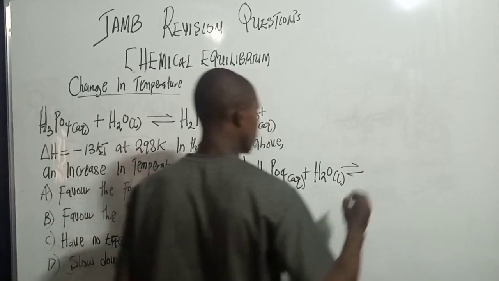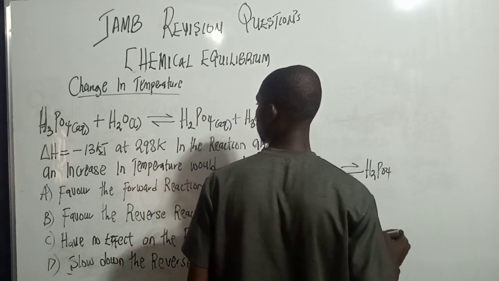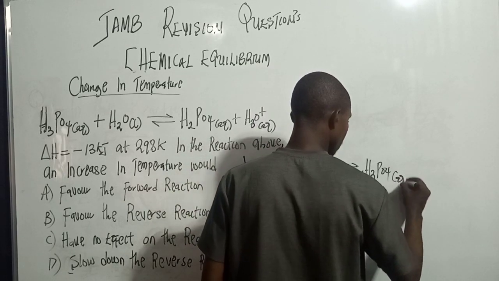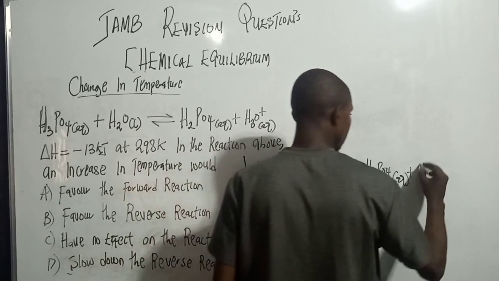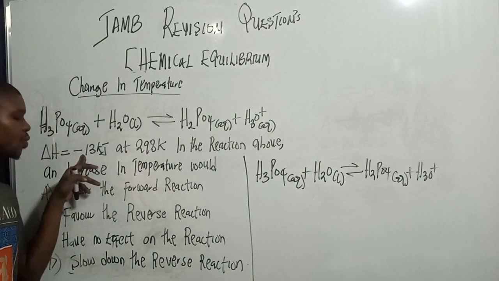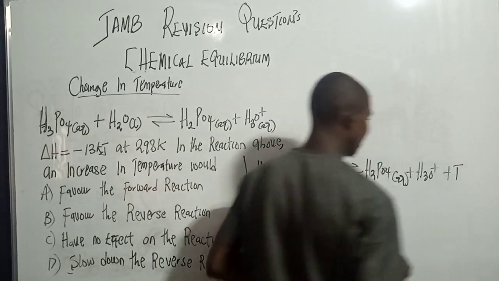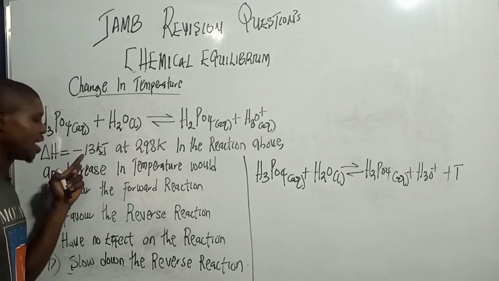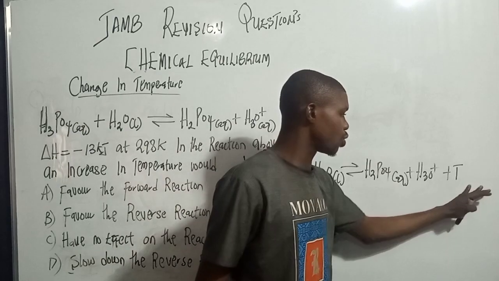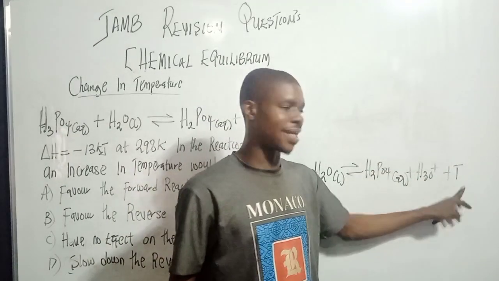Here we have H2PO4 minus aqueous plus H3O plus. Now, because it is negative, I want to put plus T here. It is treated as a product because it is given off. So this will help define everything we are going to answer here.